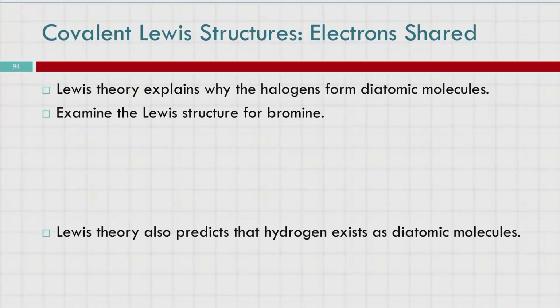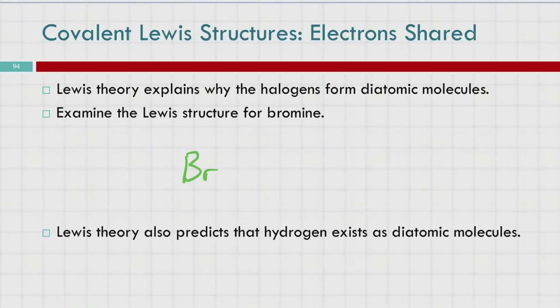Lewis theory also does some cool things. So you may remember that we've got some diatomic molecules. Hopefully that wasn't a surprise for you yesterday. Many people forgot, as I expected. Lewis theory explains why the halogens, group 17 or 7A, form diatomic molecules. So let's look at the Lewis structure for bromine.